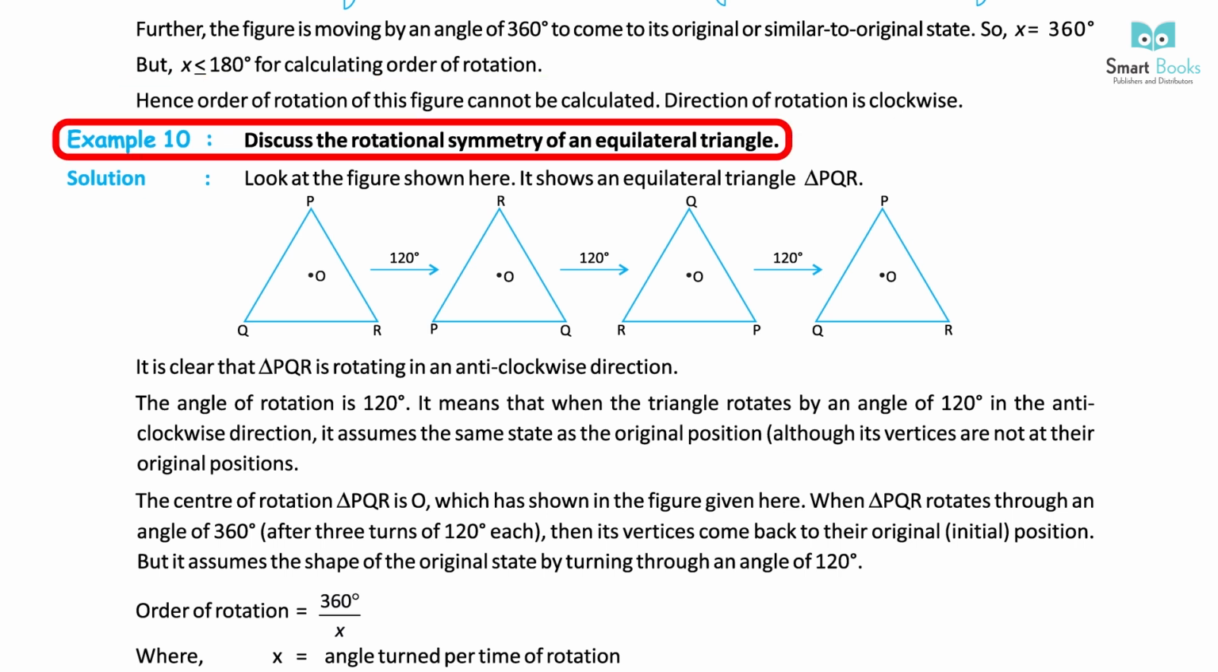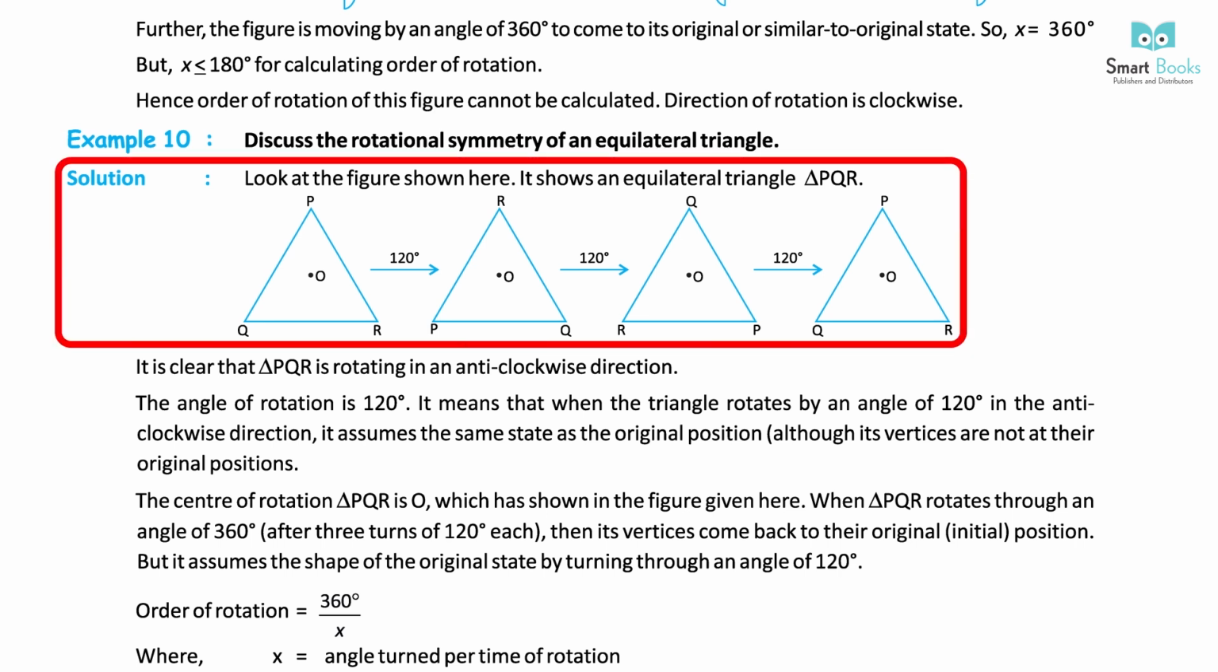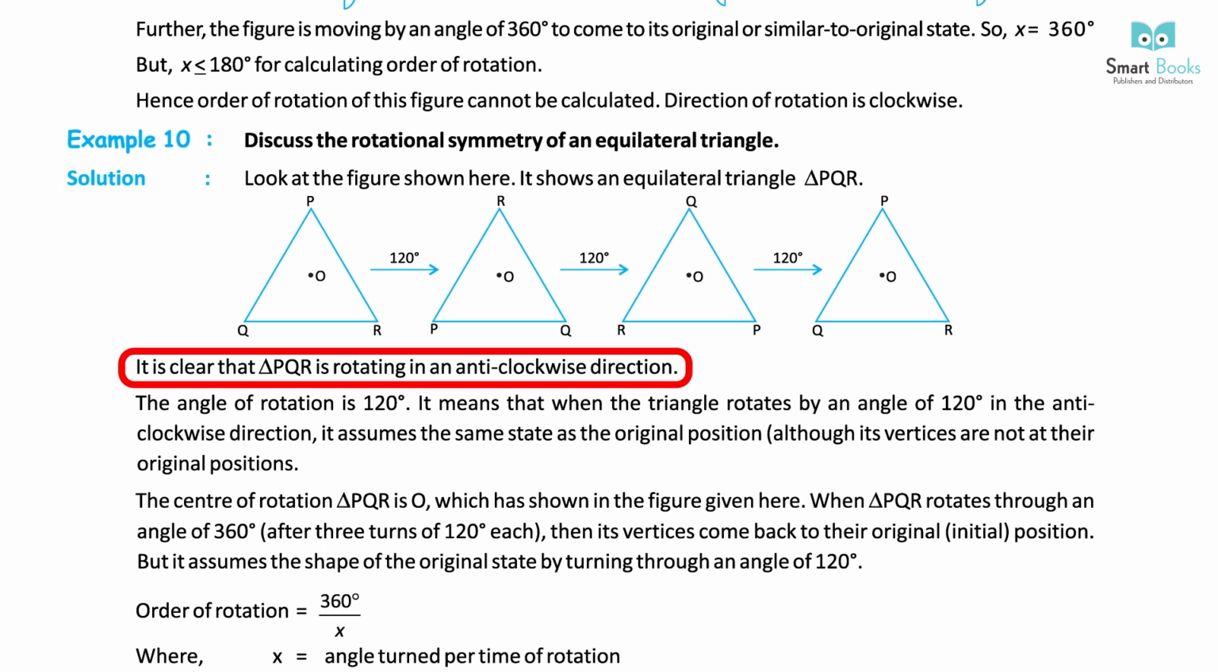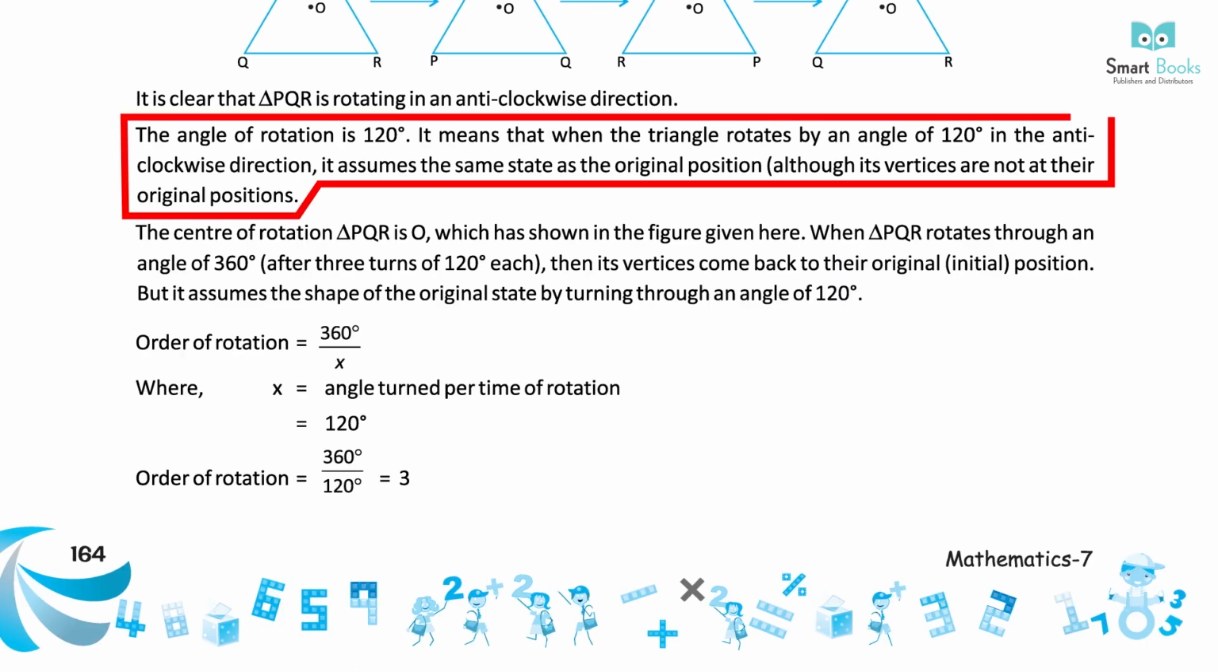Example 10. Discuss the rotational symmetry of an equilateral triangle. Solution. Look at the figure shown here. It shows an equilateral triangle, triangle PQR. It is clear that triangle PQR is rotating in an anti-clockwise direction. The angle of rotation is 120 degrees. It means that when the triangle rotates by an angle of 120 degrees in the anti-clockwise direction, it assumes the same state as the original position, although its vertices are not at their original position.